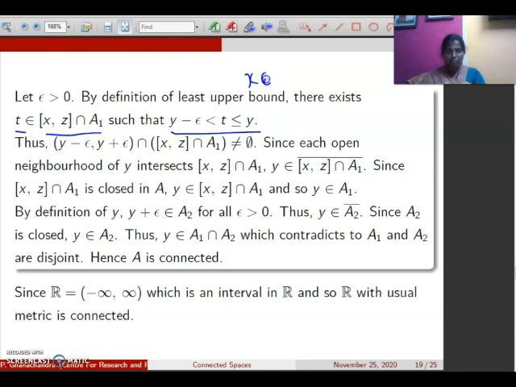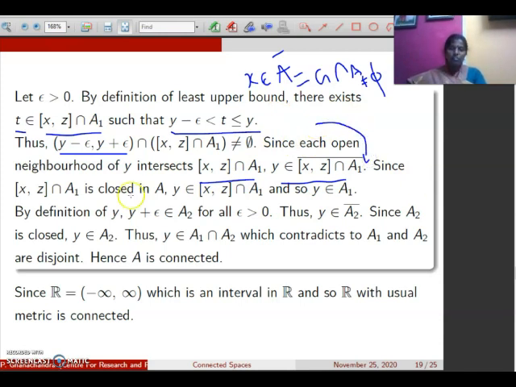There is an element x belonging to A closure. Therefore, G intersection A is not equal to empty, where G is an open set containing x. Using this result, I took the open set (y minus epsilon, y plus epsilon), whose intersection with this is not empty. Since each open neighborhood of y intersects [x, z] intersection A1, therefore y belongs to here. This is the explanation for that. And also this [x, z] intersection A1 is closed, because the closure of [x, z] intersection A1 equals the closed interval [x, z] intersection A1. So y belongs to A1.